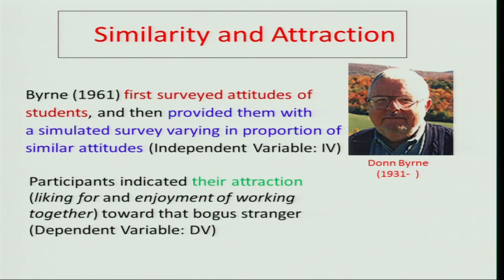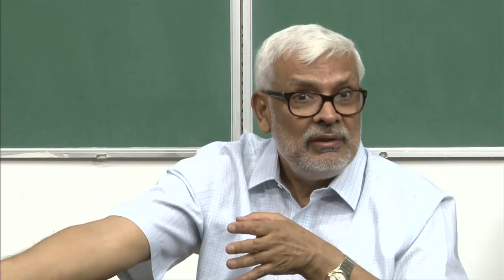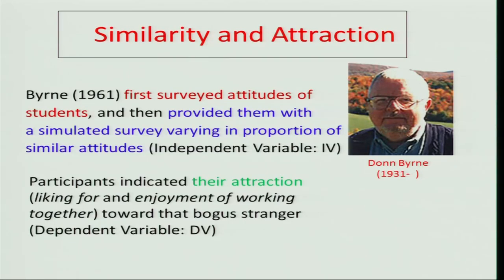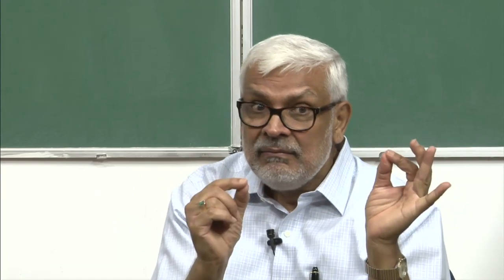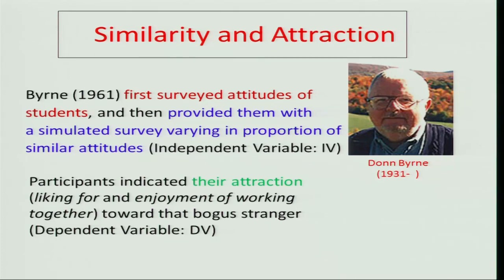When students came to participate, he randomly assigned them to two different groups, and to some he gave a survey which had similar attitudes, another who had dissimilar attitudes, and asked them to indicate their attraction, that you are going to meet a person, so two things you tell me, how much you would like this person who has expressed his views on this survey, like as you had done before, and number two, how much you would enjoy working together with that person. So he manipulated similarity and dissimilarity and measured attraction, and his finding was that yes, and a number of things I would like to draw your attention here.